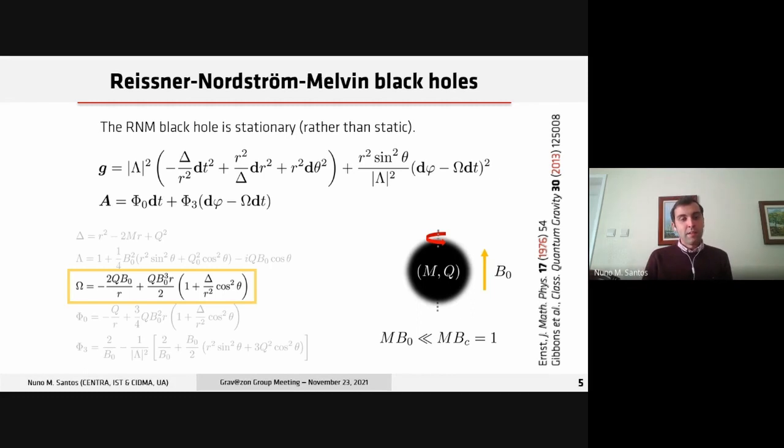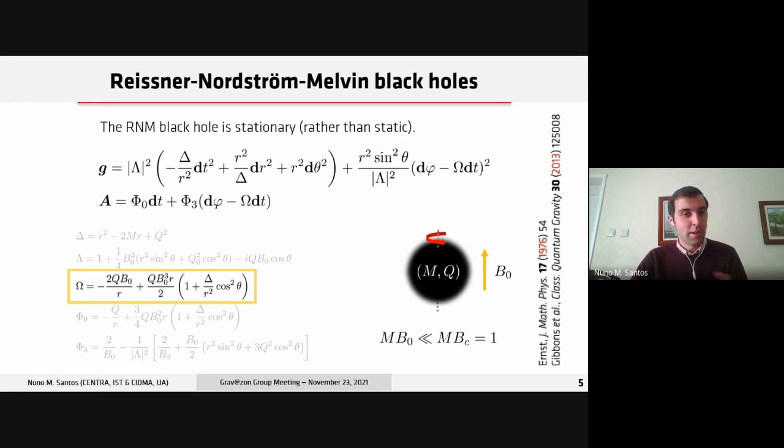Okay, so when applied to the Reissner-Nordstrom black hole, the Harrison transformation produces, as you can see, a stationary rather than a static solution. Here I have highlighted the dragging potential of this black hole, capital Omega, and you see that it is directly proportional to this coupling Q times B naught, okay? Which suggests that the interaction between the charge and the magnetic field sources the rotation of the black hole.